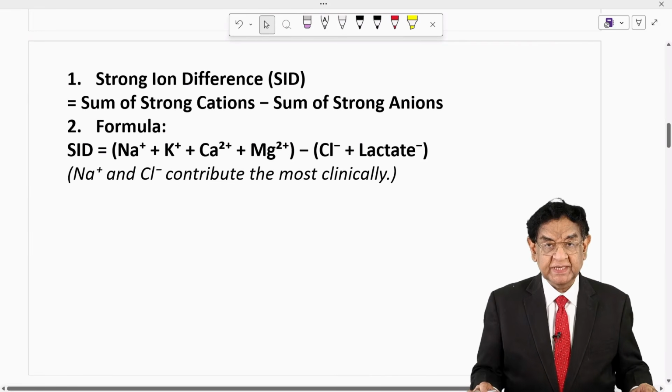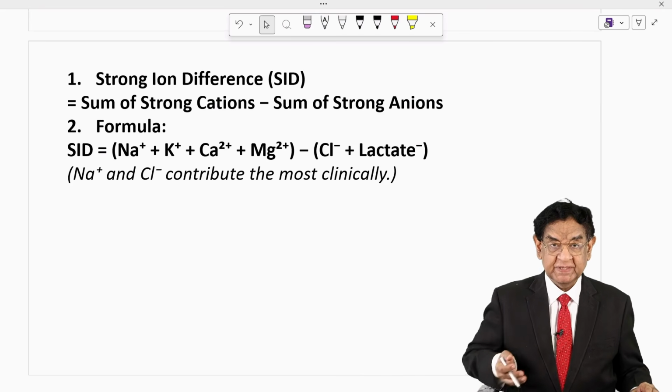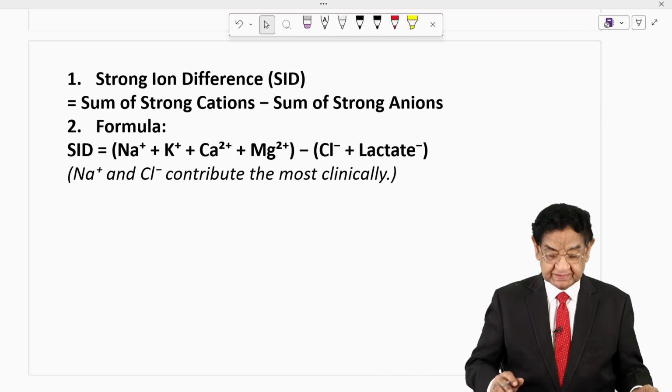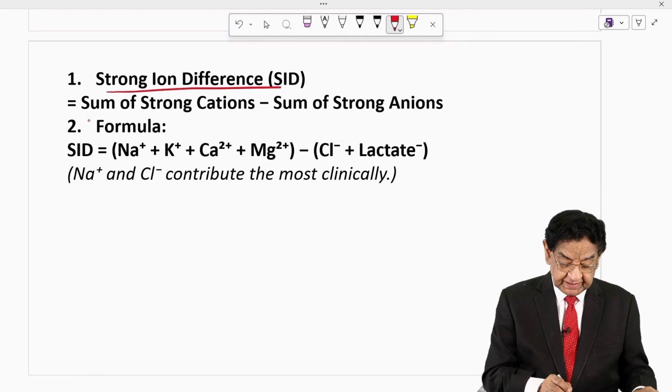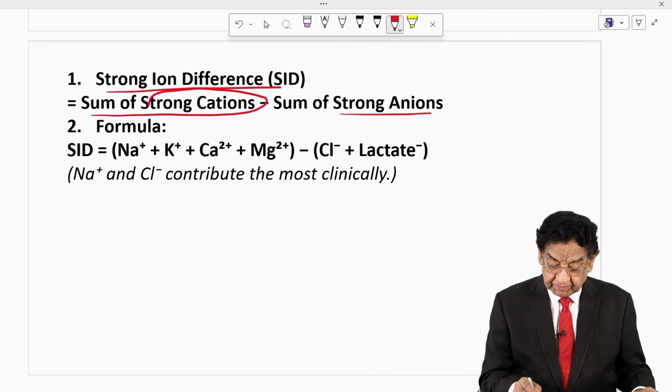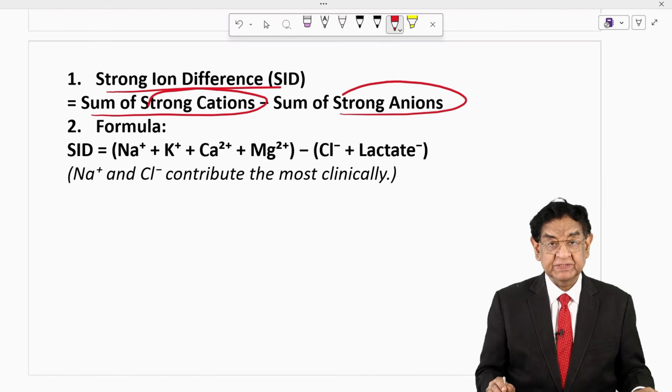So I told you it's a rank number one getting question. Only few people know about this concept, or usually this is not taught in the classes. What is strong ion difference? It is the sum of strong cations minus the sum of strong anions.